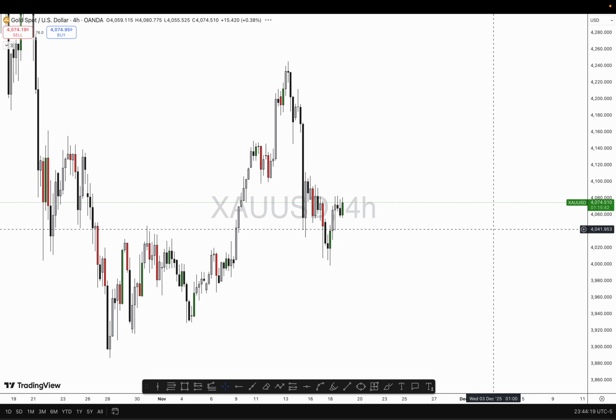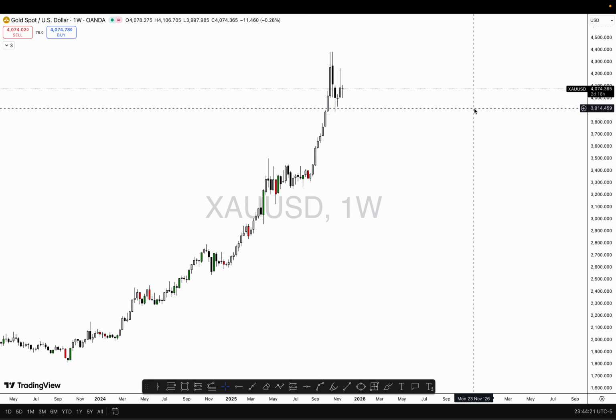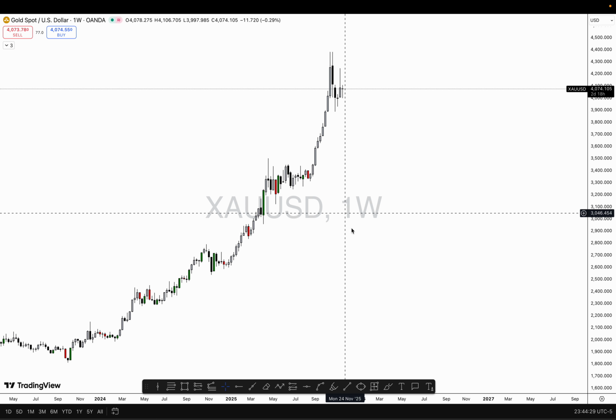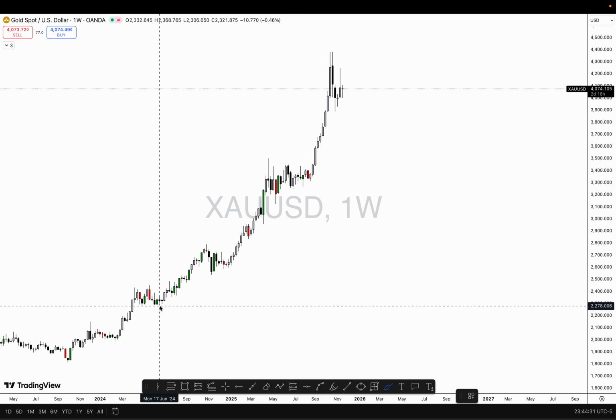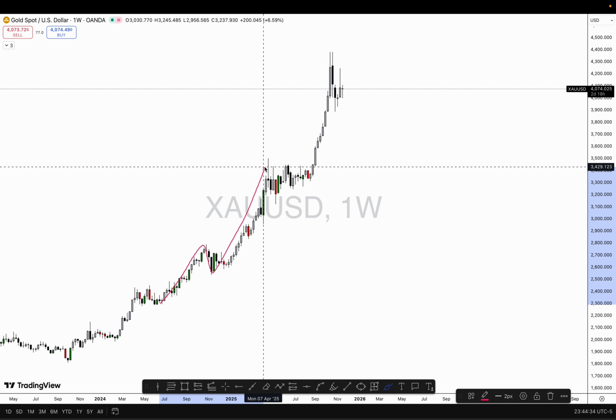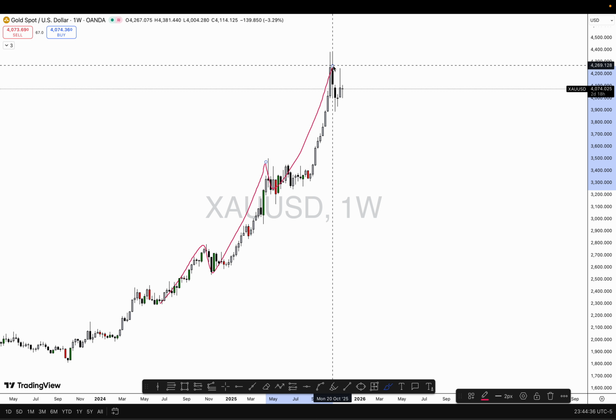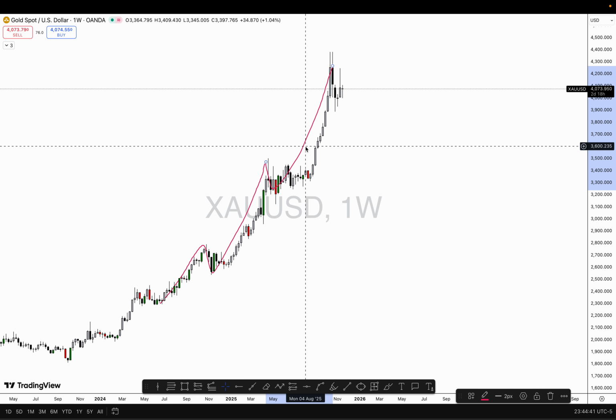Okay, so top-down analysis on gold. On the weekly time frame, we could see the market trending up. Thus, we can agree that the higher time frame is bullish. So weekly is bullish.